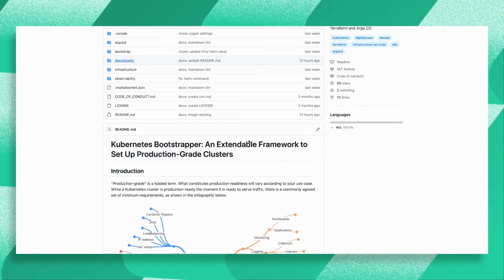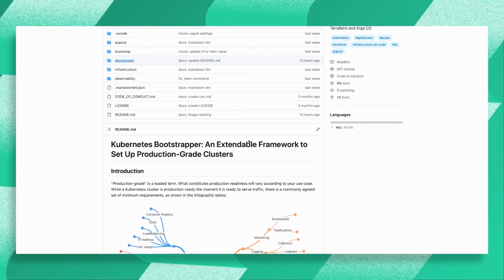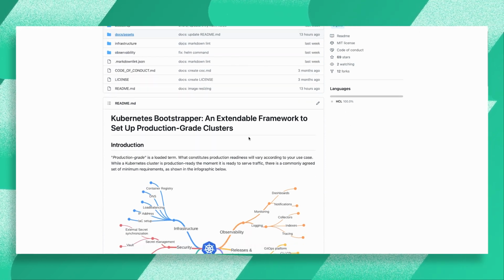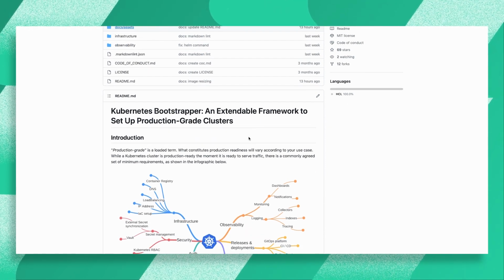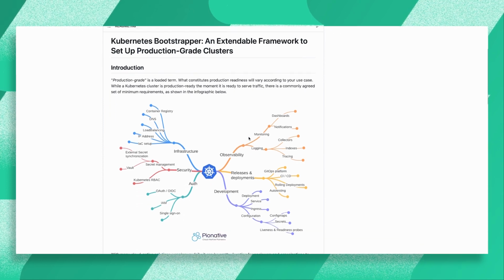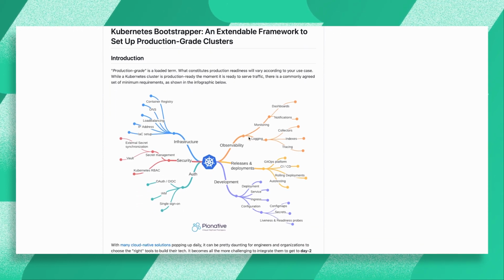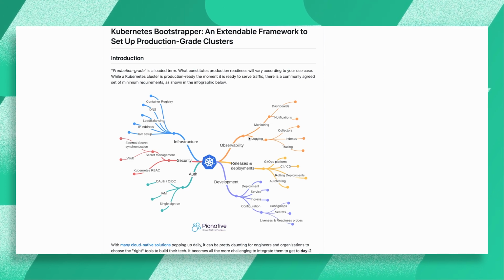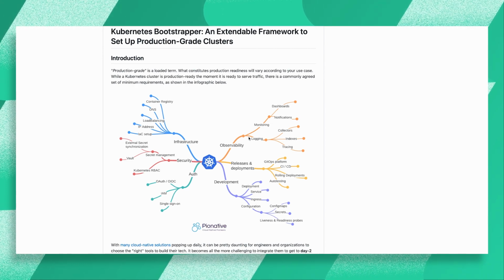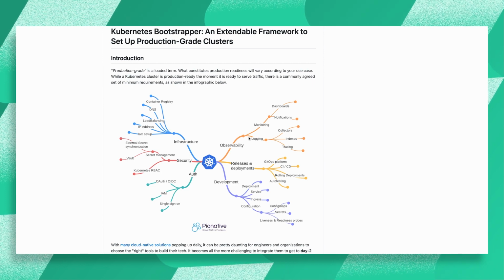While a Kubernetes cluster is production-ready the moment it is ready to serve traffic, there is a commonly agreed set of minimum requirements, as shown in this infographic: infrastructure, security, authentication, observability, releases and deployments, and development workflow.